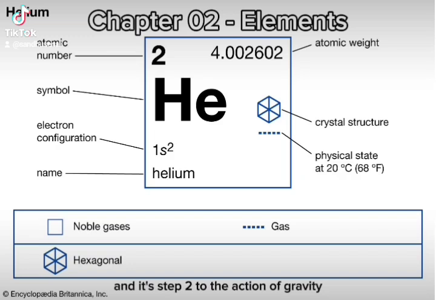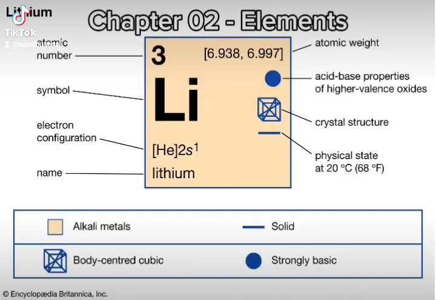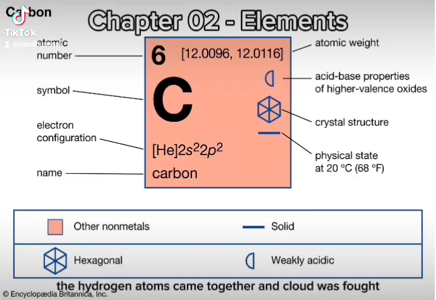Due to the action of gravity, the atom is the smallest unit that can be formed by combining the trinity of energy particles, and it was hydrogen. And due to the force of gravity, the hydrogen atoms came together and cloud was formed.